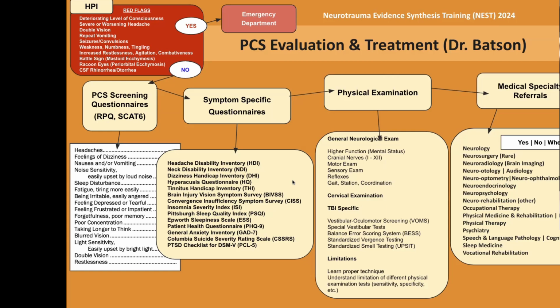Sometimes you'll see occupational therapists doing visual rehab and vestibular rehab as well. Physical therapy has an important role both for vestibular rehab, some vision rehabilitation, and then for orthopedic rehab, particularly when there's cervical injury as well. Psychiatry is there to help us out with the neurocognitive and neuropsychiatric sequelae, oftentimes from a pharmaceutical management standpoint.